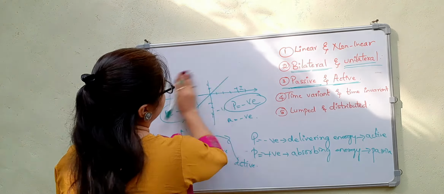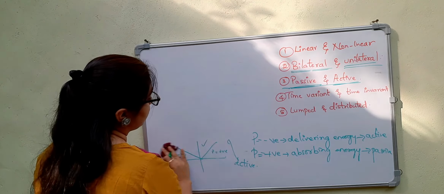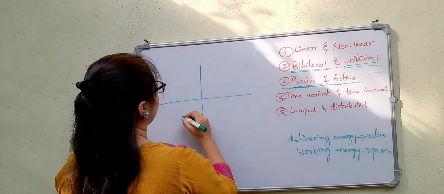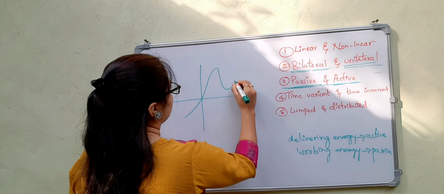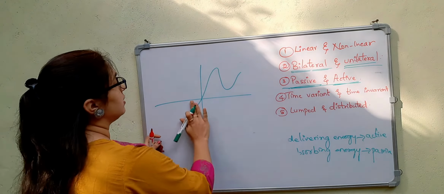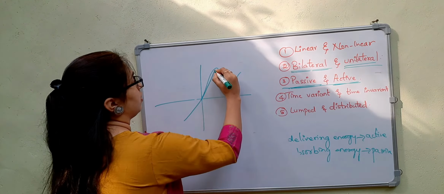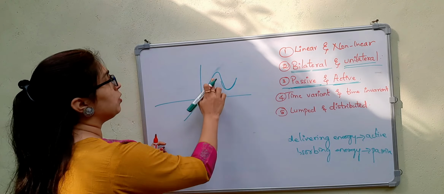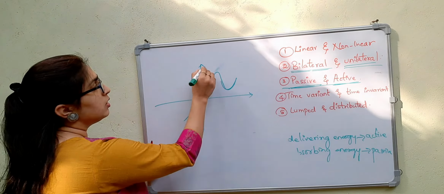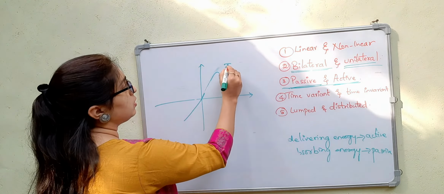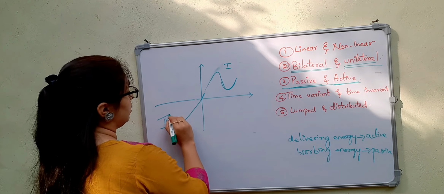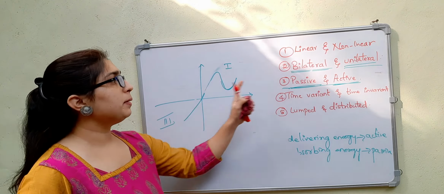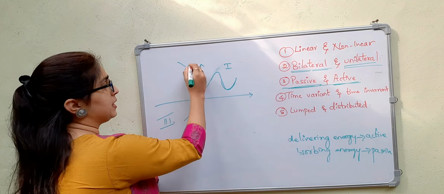But if you get a characteristic like this, that is for a tunnel diode, it has a characteristic like this. So in this case, you will say it is passing through the first quadrant and here the third quadrant, so it is positive on both sides, so it will be passive. But no, it's not passive.